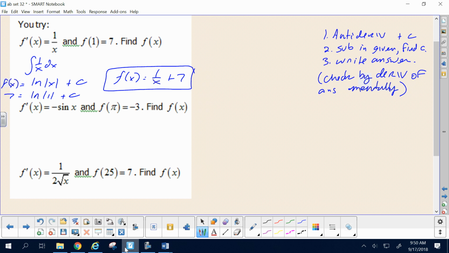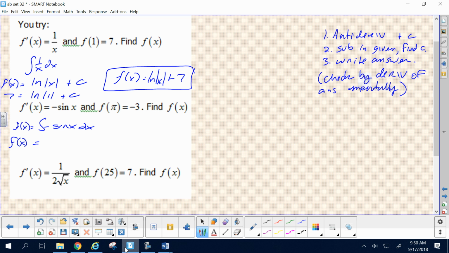Okay. Antiderivative of negative sine of x. What is the antiderivative of negative sine of x? Okay, what function? Did I make a mistake? Oh, yes, thank you. Sorry. Natural log of the absolute value of x plus 7. Geez Louise, I went back to my derivative. Sorry, thank you, yes.